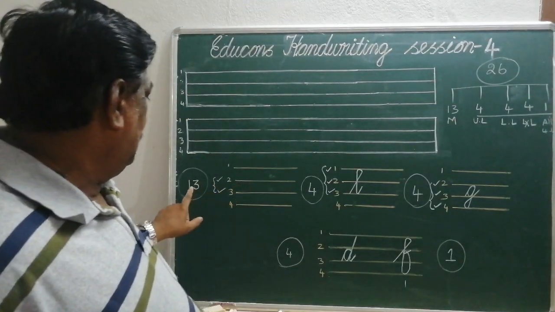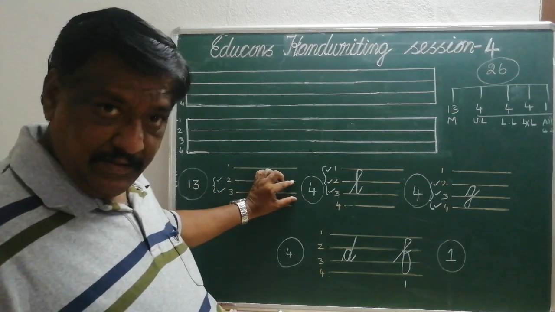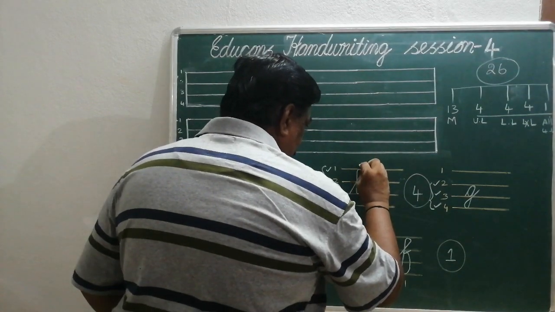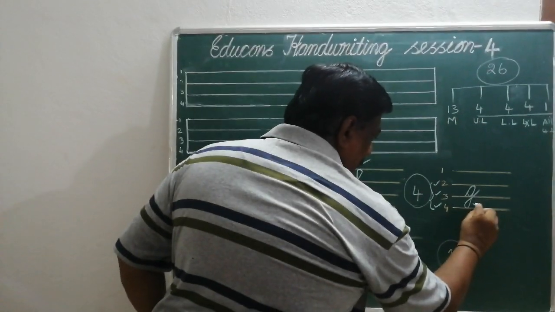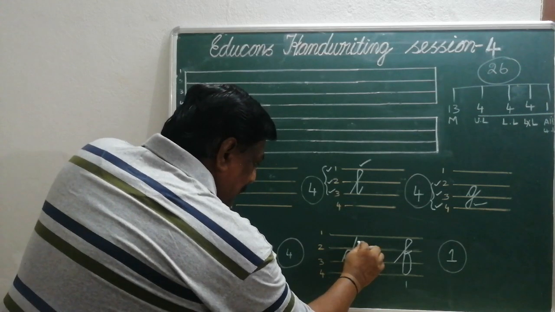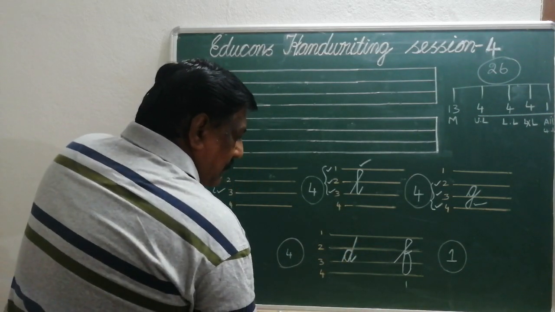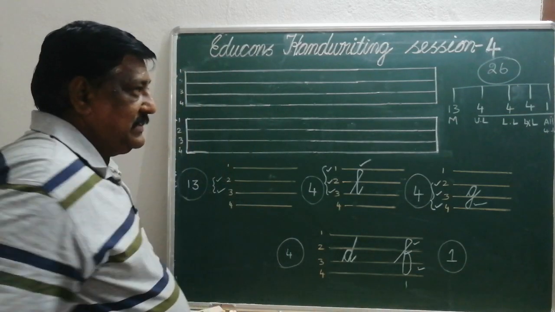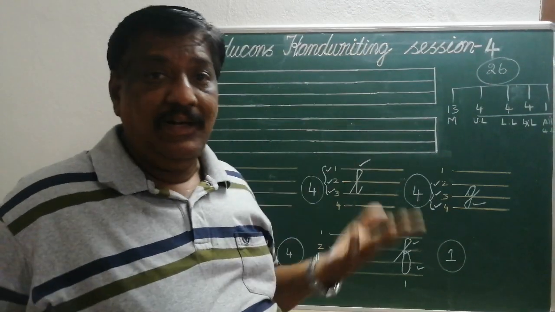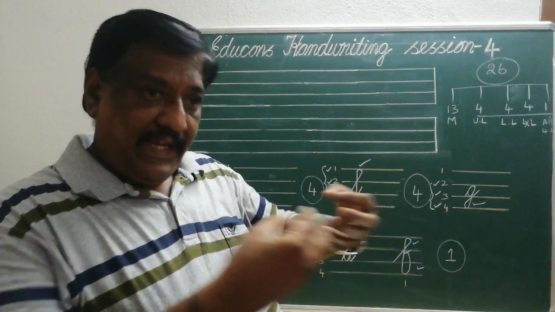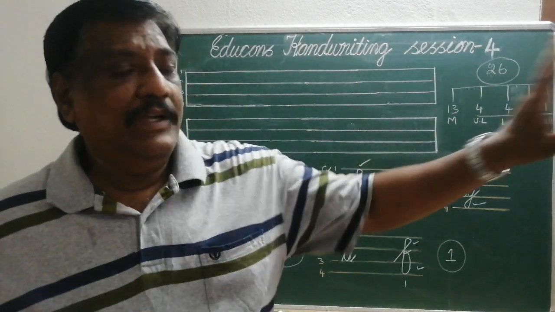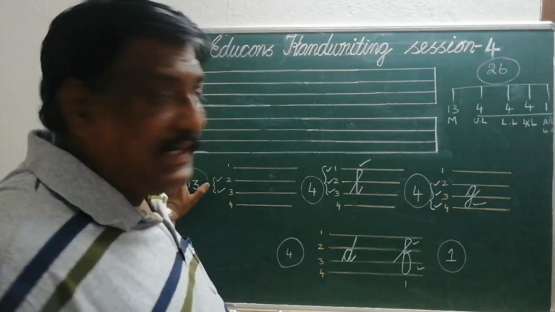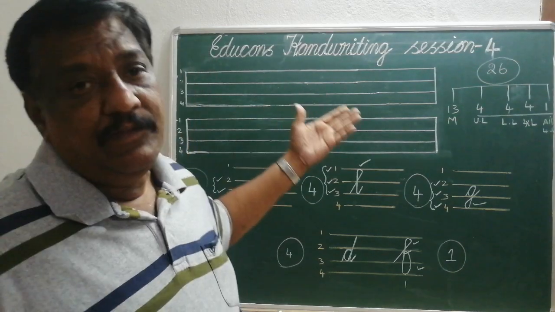Now, how many letters? 13 letters fall in the middle, 4 letters with upper loops, 4 letters with lower loops, 4 letters without loops, and 1 letter with upper and lower loop touching all the 4 lines. This is how the alphabets are naturally arranged. So we are going to take this for our practice. We are not going to practice A to Z continuously in order. First we will complete like this. Then we will go with the order.